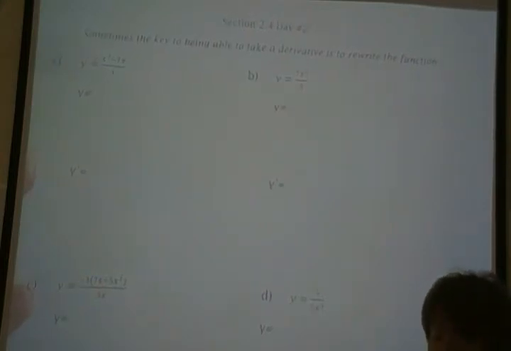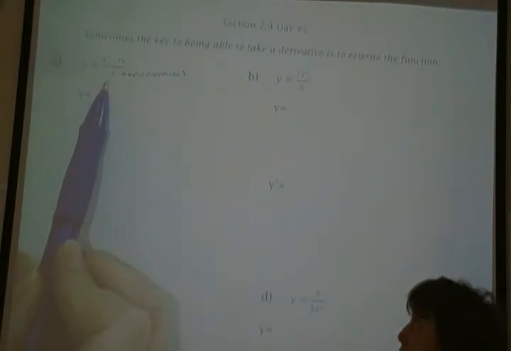So this is one of the 2 worksheets for today, and you can find them in Angel. The first one we are looking at is a particular function, and what you want to remember is when the denominator is a monomial, that means that you do not need the quotient rule. Even though this looks like a quotient, we don't have to think about it as a quotient.